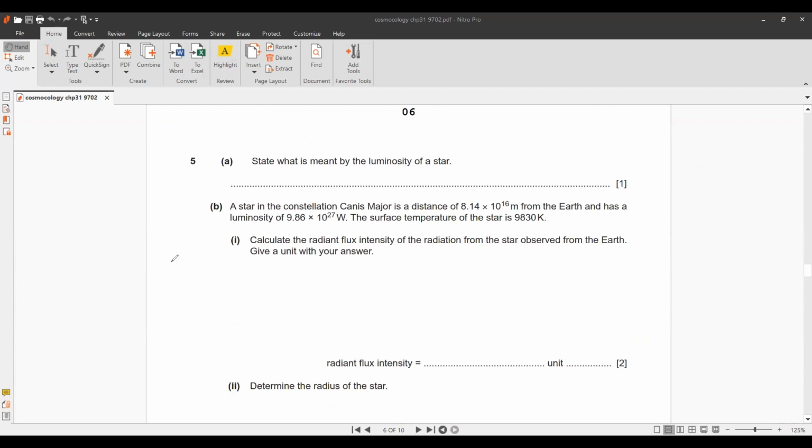They have asked us to define the luminosity of a star. How do we define luminosity? Total power emitted by the star. Total power emitted per unit time.